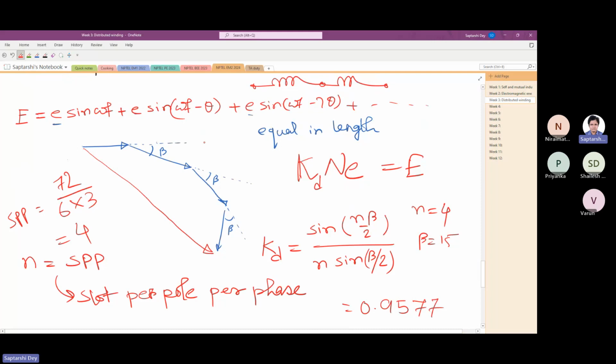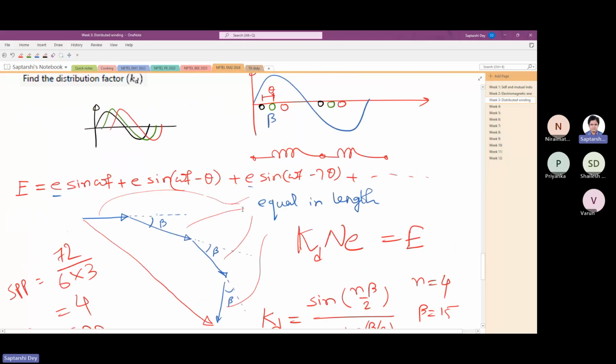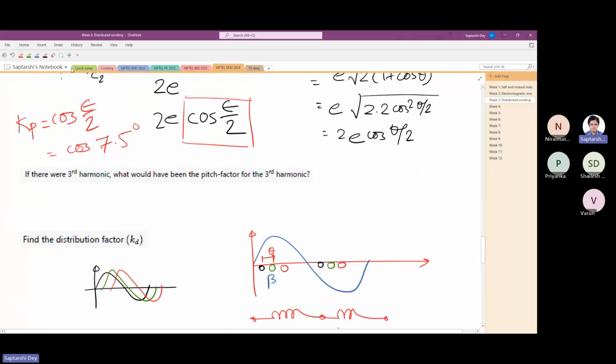These vectors are equal in length. Understandable? Okay. Now we'll quickly do this one which we left.